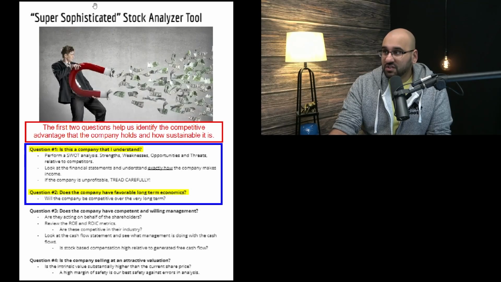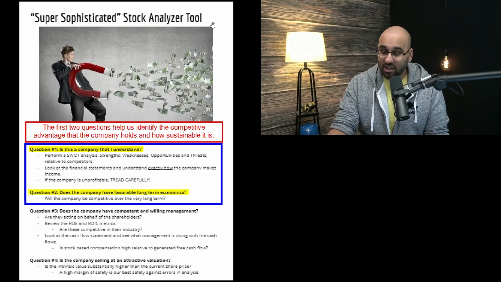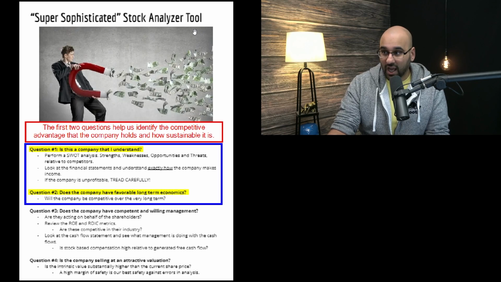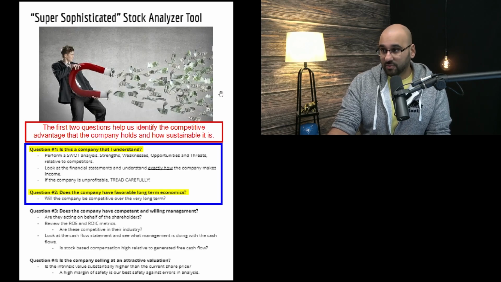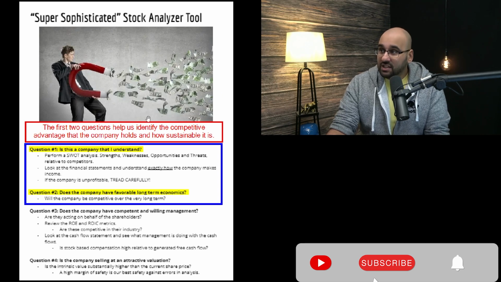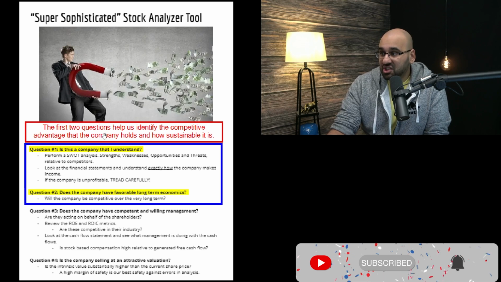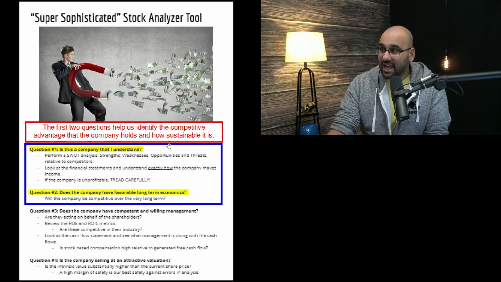So in the super sophisticated, which I put in quotes because there's no such thing as a stock analyzer tool, and if anybody tries to sell you a stock analyzer tool, do not buy it. They do a lot of that on YouTube, guys, so just be careful. But I would say that in this super sophisticated stock analyzer tool, the first two questions help us identify the competitive advantage that the company holds and how sustainable it is.